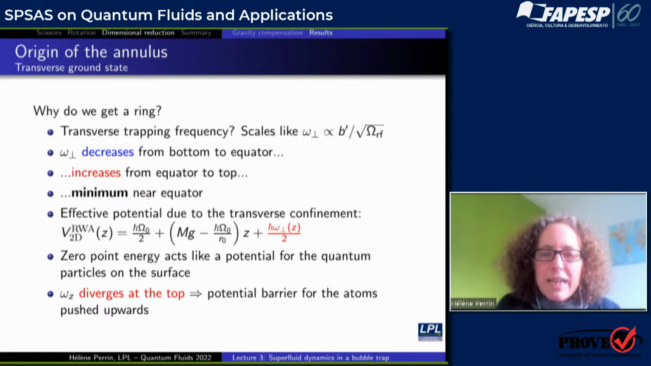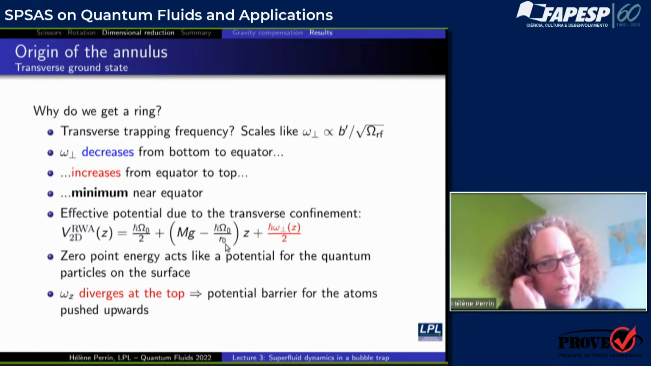And so they have an offset energy, which is the zero point energy of the transverse confinement. So in addition to the potential that I had before, where I tried to compensate gravity with ħω₀ over r₀, this term I can cancel, but I still have this term. And this one is the one that confines the atoms near the equator.